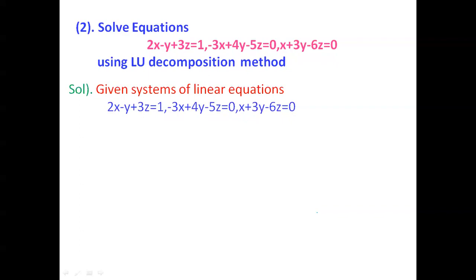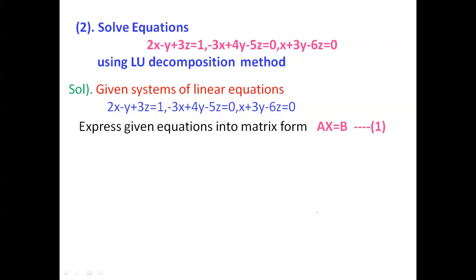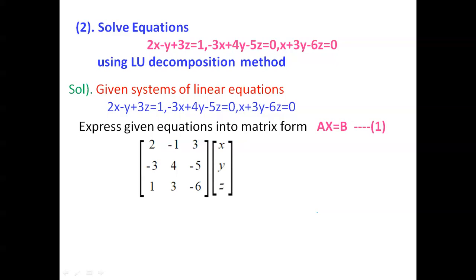Solve the equations by using the LU decomposition method. As usual, we express the given equations in matrix form Ax equal to B. A is the coefficient matrix: 2 minus 1 3, minus 3 4 minus 5, 1 3 minus 6. The unknown column matrix is x, y, z, and the constant matrix is 1 0 0.